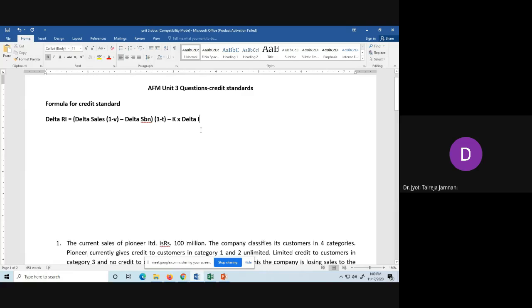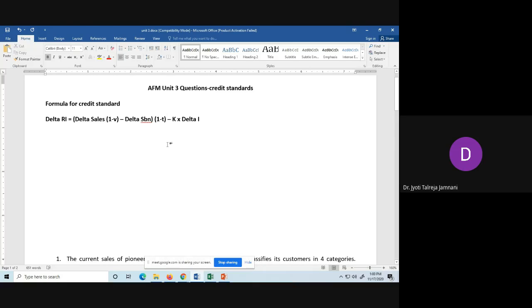Now what is delta I? The formula for delta I is delta S divided by 360 into ACP into V.